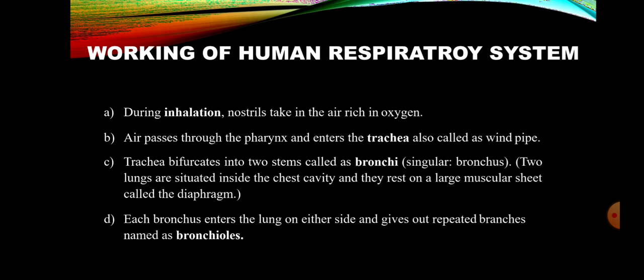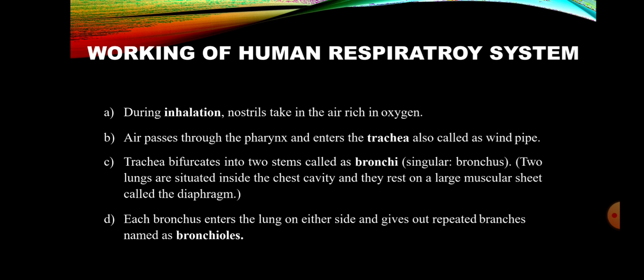Okay, so now you will see the working of the human respiratory system. While inhalation, the nostrils take in air that is rich in oxygen, and the air passes through the pharynx and enters the trachea, also called the windpipe. The trachea bifurcates, which means divides into two stems called the bronchi, and the singular of bronchi is bronchus. Two lungs are situated inside the chest cavity and they rest on a large muscular sheet called the diaphragm.